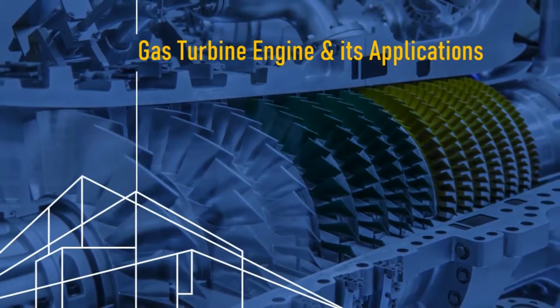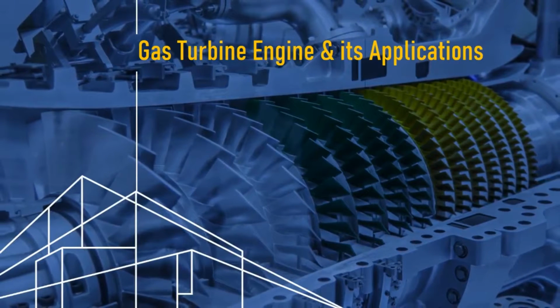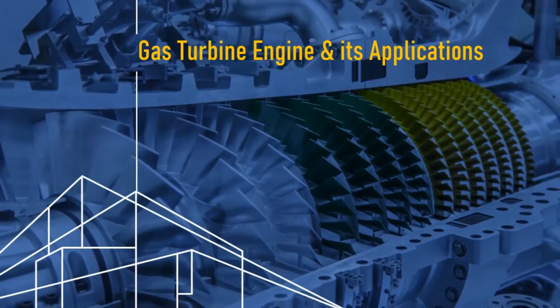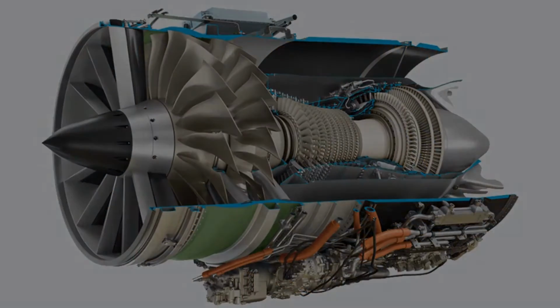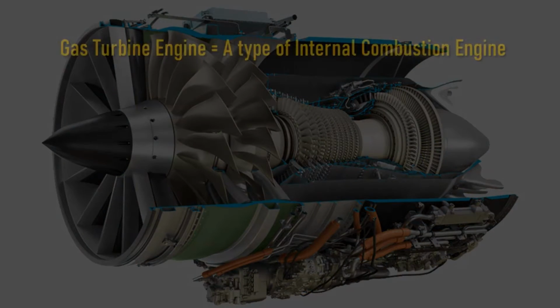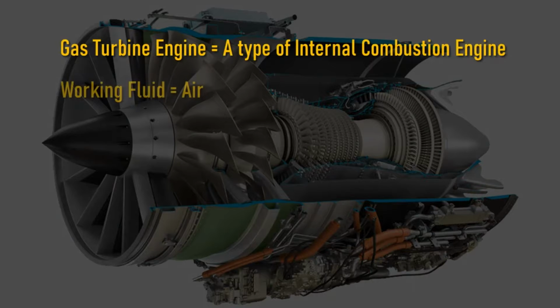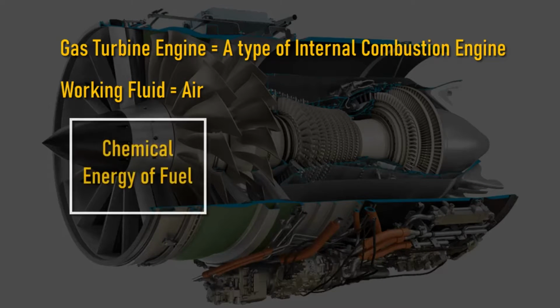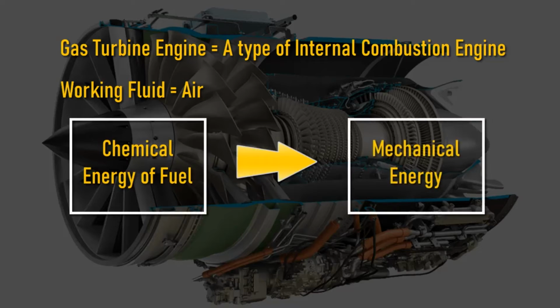In this lecture, we are going to discuss the gas turbine engine and its applications. The gas turbine is an internal combustion engine that uses air as the working fluid. The engine extracts chemical energy from the fuel and converts it to mechanical energy, using the gaseous energy of the working fluid to drive the engine.